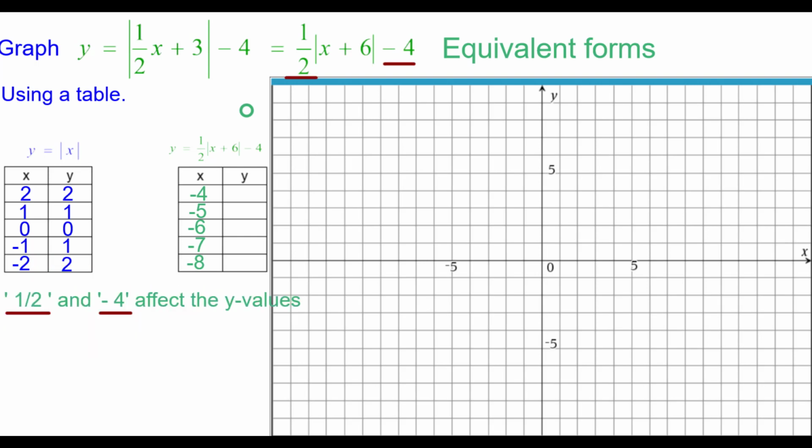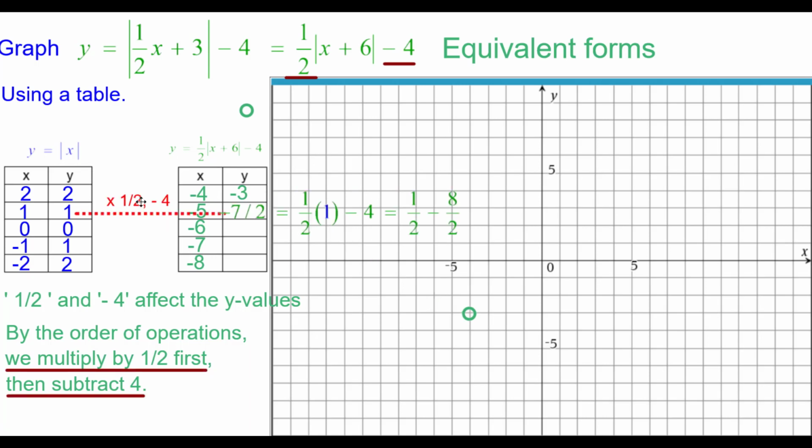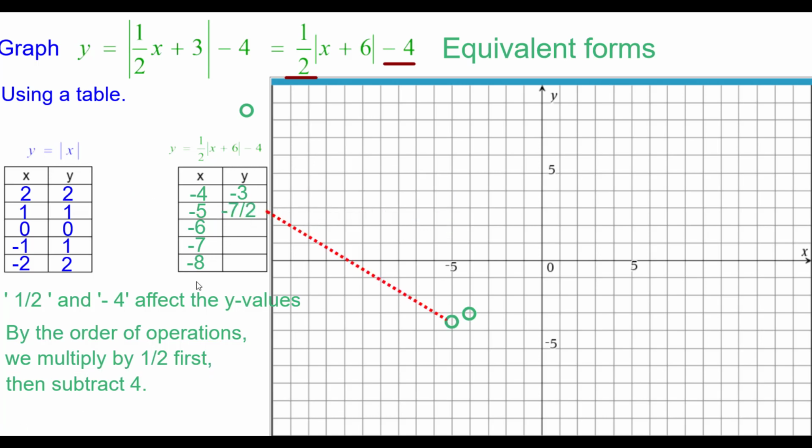The other two parameters affect the y values. And by the order of operations, we do the multiply by 1/2 first, and then we subtract 4. So for example here, 2 times a half is 1, minus 4 is negative 3. And it shows that calculation right here. So we'll plot negative 4 comma negative 3. 1 times a half is a half. Minus 4, we'll think of a minus 4 as minus 8 halves. So that's negative 7 halves. So plot the point negative 5 comma negative 7 halves.